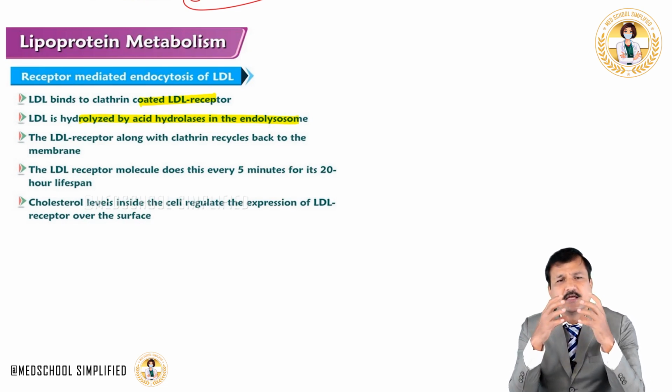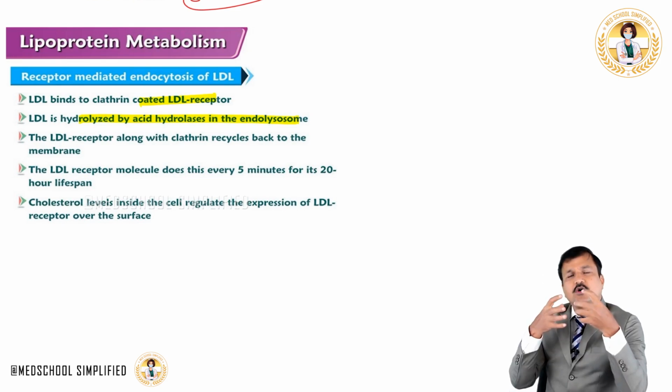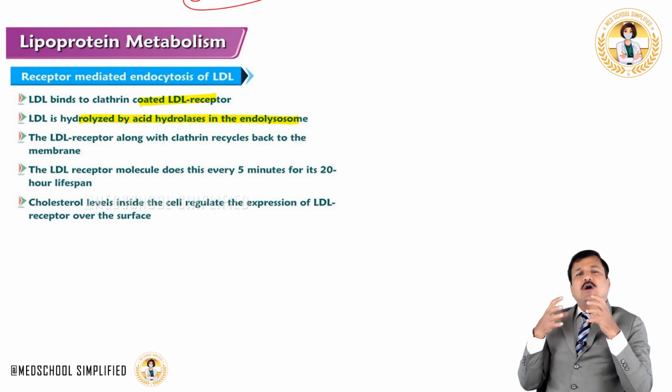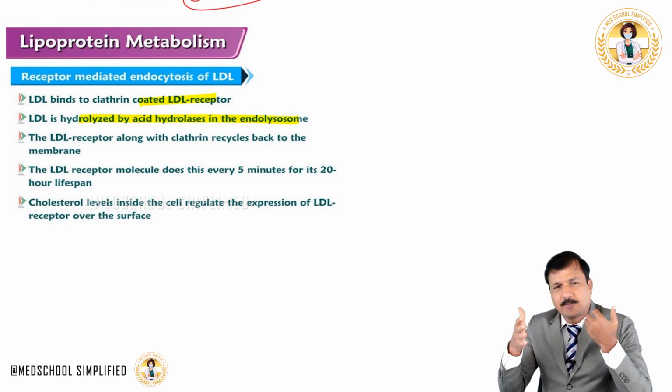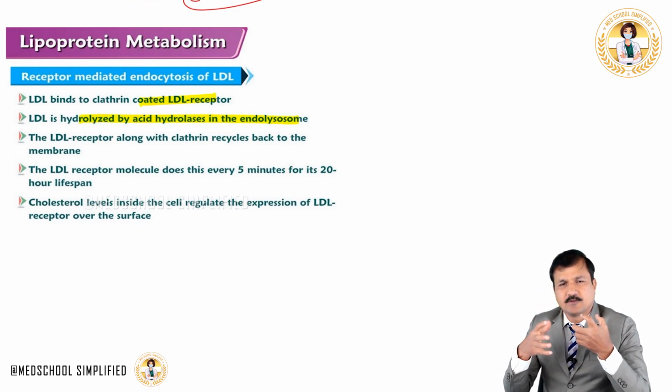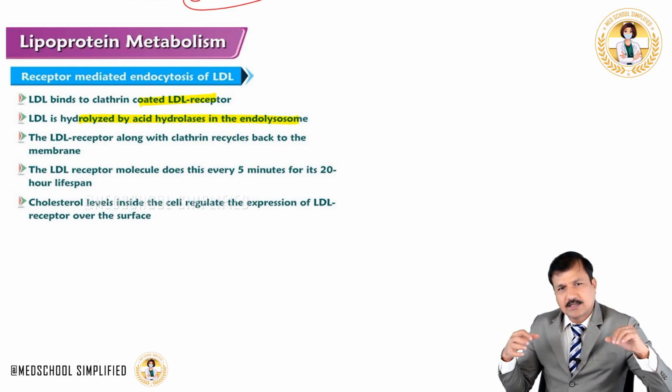Because of the acidity, the LDL receptor along with the clathrin, which is binding with the LDL, is separated from the LDL molecule because there will be a hairpin loop conformational change going on in response to the acidity. As the LDL receptor is internalized along with the LDL, the LDL receptor will undergo hairpin loop conformational change because of the acidity, and that's why it will be separated from LDL in the endolysosome. So that means LDL is separated, the receptor is separated, and the clathrins are separated.